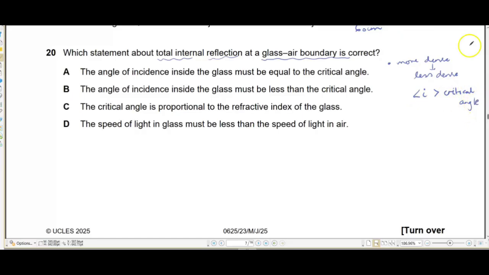So now let's look at the options. The angle of incidence inside the glass must be equal to the critical angle. No, this is not correct, as I've just stated that the angle of incidence has to be greater than the critical angle. So this is not correct. The angle of incidence inside the glass must be less than the critical angle. No, it should be greater than the critical angle. I've just stated that.